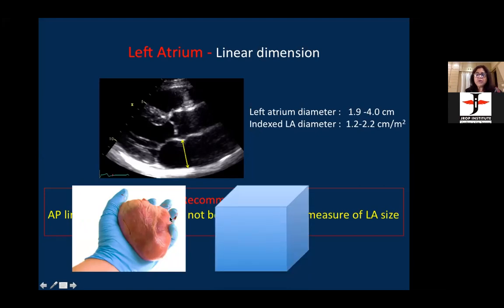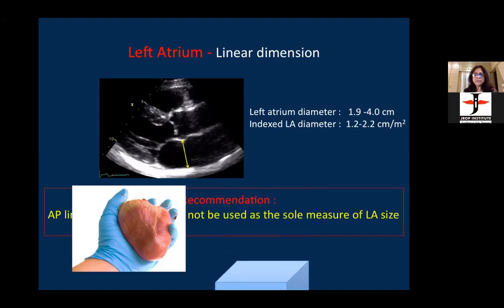So it has not only the anteroposterior diameter, it has a superior inferior diameter as well as a medial to lateral diameter. And you may get some patients where the anteroposterior diameter is normal, because the left atrium is not getting enlarged in the anteroposterior direction. It is getting enlarged in the superior inferior direction or medial to lateral direction.